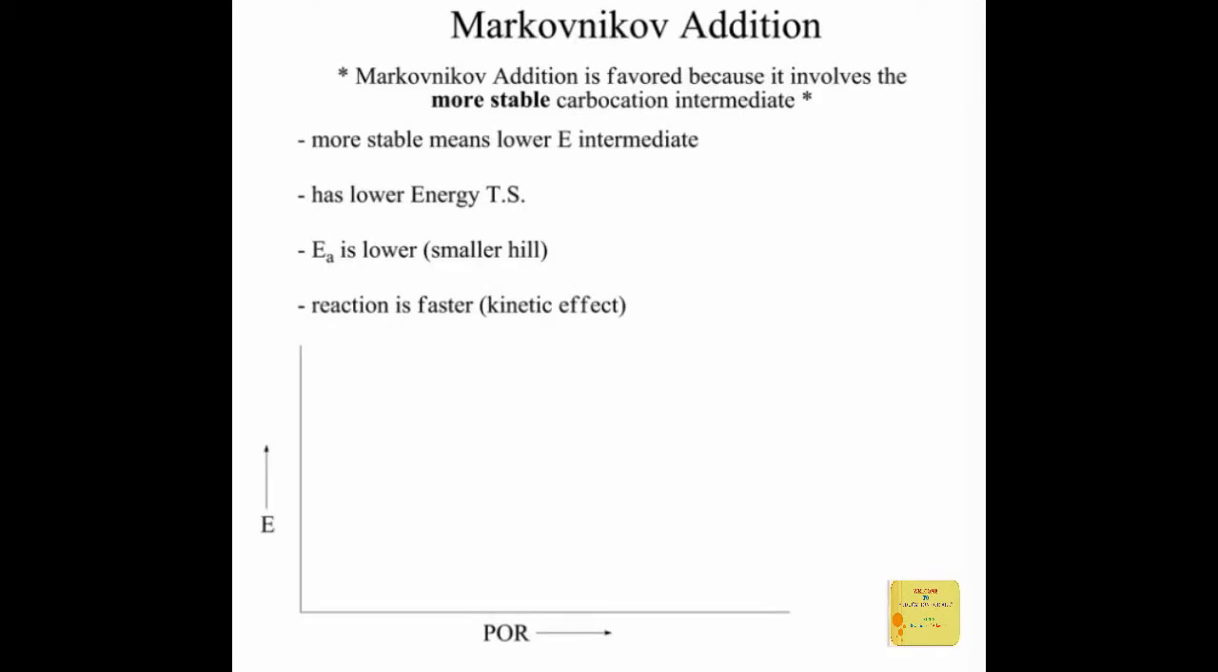So considering that mechanism now, let's see if we can get a good understanding of why Markovnikov's rule is followed. It turns out that Markovnikov addition is favored because that's the one that favors the more stable carbocation intermediate. It's all about the stability of the intermediate. If you have a more stable intermediate, that means it's lower in energy. And if the intermediate is lower in energy, that means the transition state leading to that intermediate is lower in energy. That means the energy of activation is lower, leading to that transition state. There's a smaller hill to climb, and simply the reaction is faster.